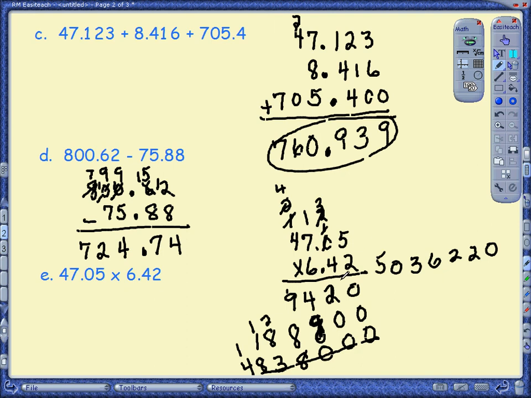Now in this decimal number we had 4 decimal places. 1, 2, 3, 4. We count from the left. 1, 2, 3, and 4. And 6.42 times 47.5 should be 503 and 622 thousandths. We don't count that final 0. We can take it off.